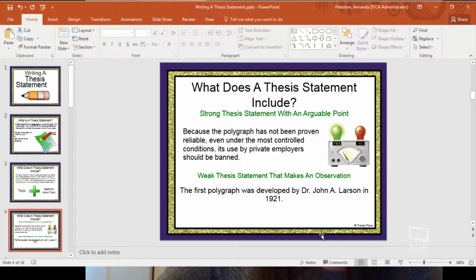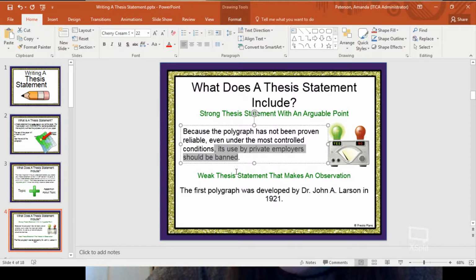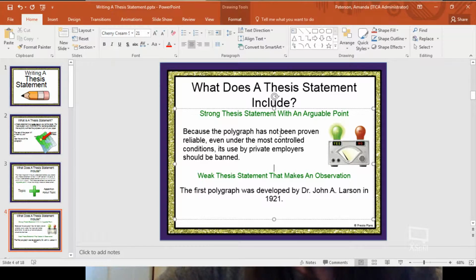So, what does a thesis statement include? A strong thesis statement with an arguable point. Okay, so because the polygraph has not been proven reliable, even under the most controlled conditions, its use by private employers should be banned. Okay, this is a strong thesis statement. Why? Because it has an arguable point. Okay, because people could argue that no, it shouldn't be banned, or yes, it should be banned. This is an arguable point.